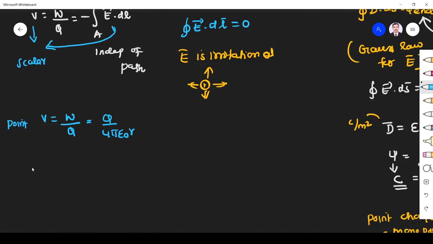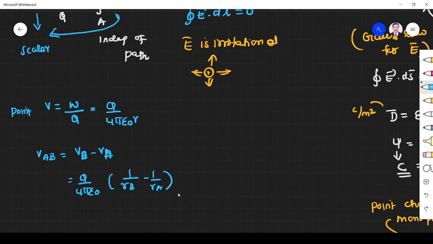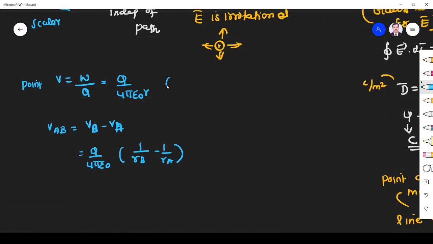Next thing is potential difference between two points. That is given by VA minus VB, which is Q by 4 pi epsilon naught times 1 by RB minus 1 by RA. Fine, this is VB minus VA. Right? Okay. So you see this is absolute potential.